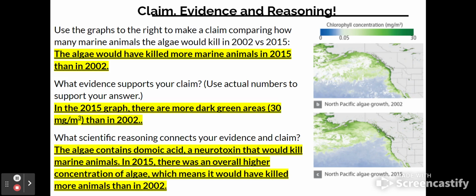So, for example, here, the algae probably would have killed more marine animals in 2015 than in 2002, because in 2015, we have more dark green areas, which had 30 mg per meter cubed. So that's basically like it had a certain concentration that was much higher in 2015 than 2002. The algae contains domoic acid, which is a neurotoxin. Remember that thing that hurts the brain? That would kill those marine animals. In 2015, because we had a higher concentration of algae, the more animals would have eaten it, and it would have killed more animals in 2015 than in 2002.